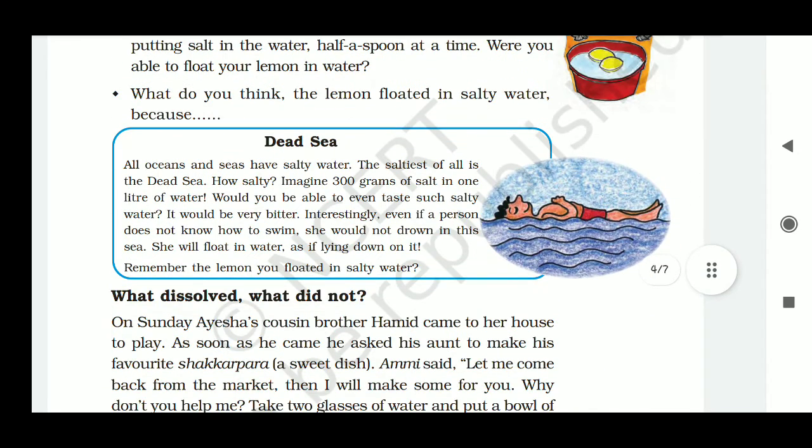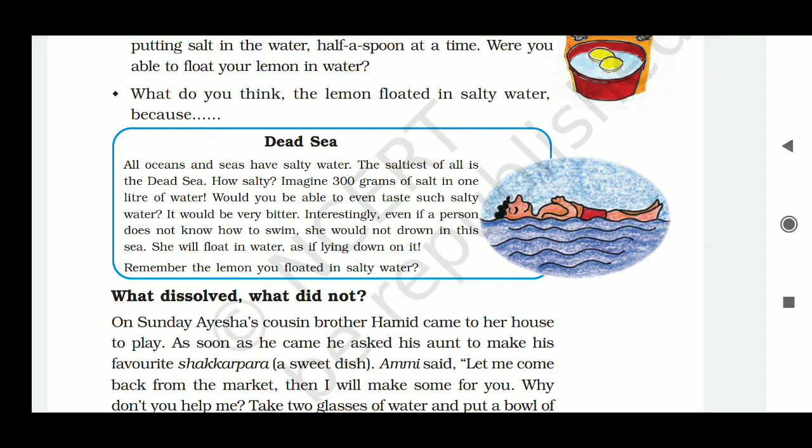One fact is also mentioned, that all oceans and seas have salty water. The saltiest of all is the Dead Sea. In the starting itself we discussed that Earth is 71% covered with water. That's why it looks blue from space. Out of that 71%, a very small quantity of water is considered fresh water, which can be used directly, but the maximum amount of water on Earth cannot be used directly because it is salty.